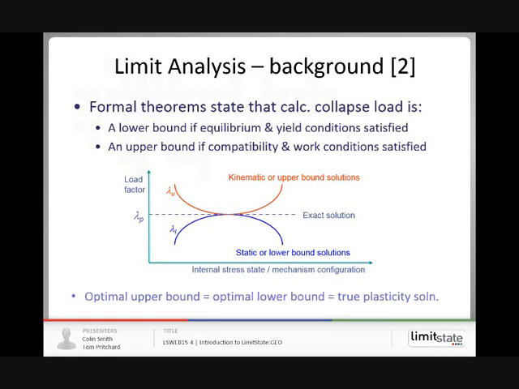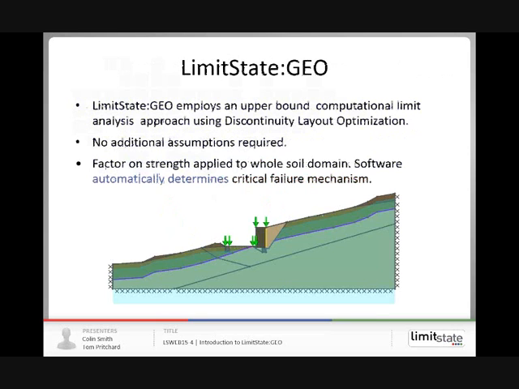Now, if you're familiar with limit analysis, there are some very nice theorems called the lower and upper bound theorems. They say that we can calculate a lower bound to a collapse load if we can find a solution that satisfies equilibrium and yield everywhere. And we can find an upper bound to the collapse load if we can find a mechanism of collapse that satisfies compatibility and work conditions. And the optimal upper bound will equal the optimal lower bound and will equal the true plasticity solution. So if we get our best possible upper bound or our best possible lower bound, we should get the exact solution. And that's the sort of basis of the software LimitStateGEO.